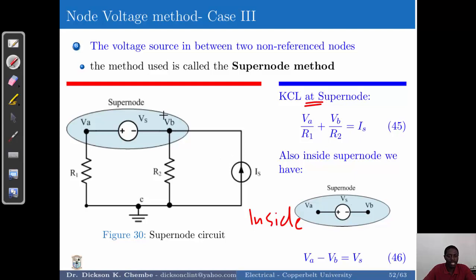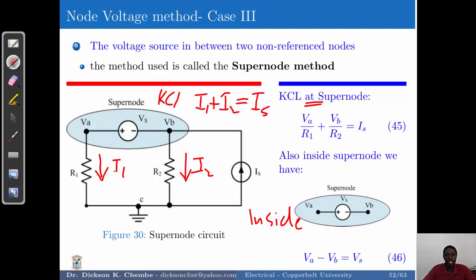This is now taking the whole supernode as a node. And we look at currents that are affecting that node. So we've got a current leaving there, a current leaving there. If we label this as I1 and this as I2, and then you've got IS, you apply KCL: the sum of currents leaving, which is I1 plus I2, should be equal to the sum of currents entering, which is IS. And this is our KCL. And this is what we create here.